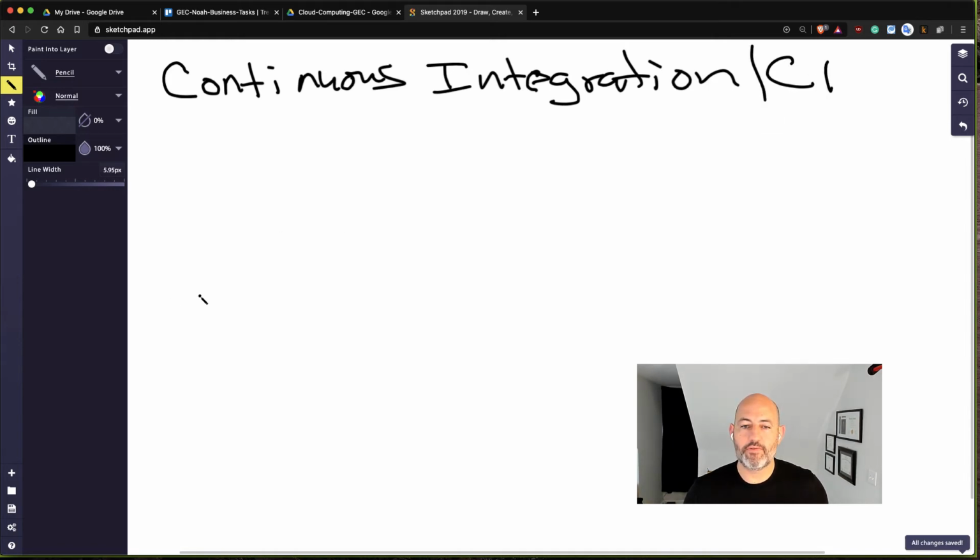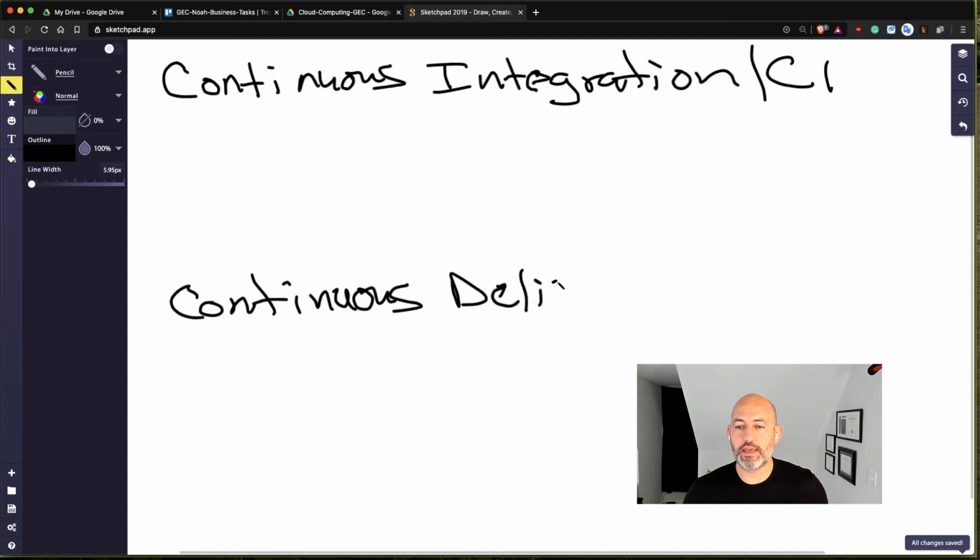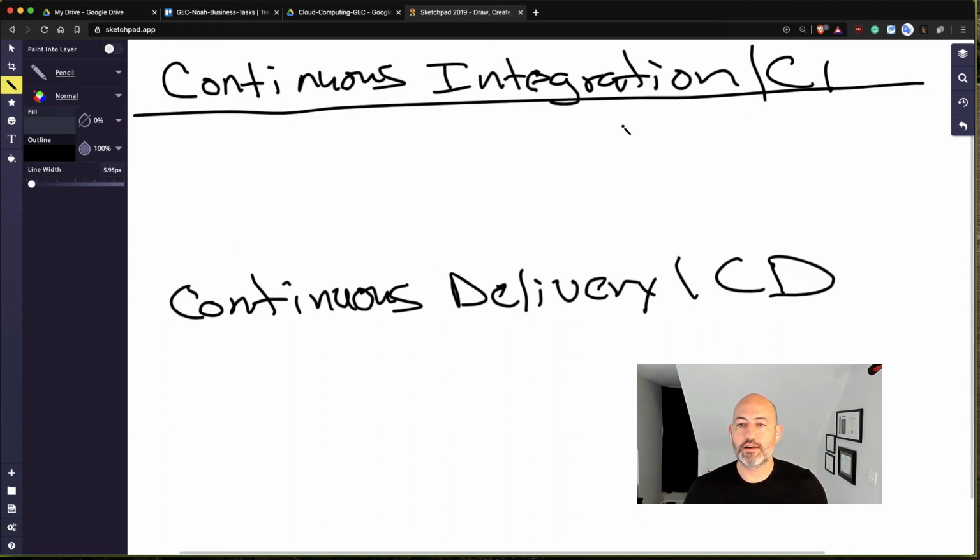And then we have continuous delivery. And they sound the same, but they're not. And it's easy to confuse them. So let's define both of those terms, CI and CD. So what is continuous integration?